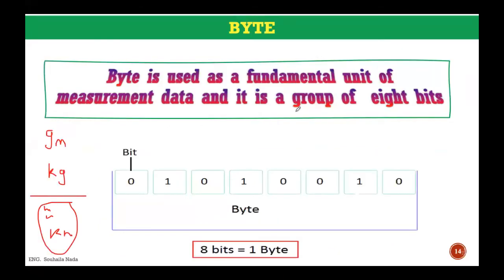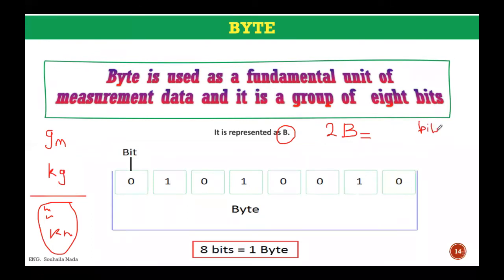So what about the byte? It is a group of 8 bits. The byte is a group of 8 bits. Correct? So it is the same measurement unit for digital data, but it consists of 8 bits, as we see here in the picture: 1, 2, 3, 4, 5, 6, 7, 8 bits. So the byte consists of 8 bits, and we represent it as capital B. So if we say we have 2 bytes, 2B, which means we have how many bits?